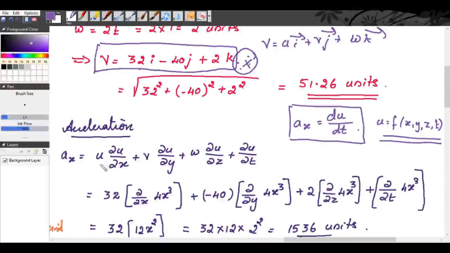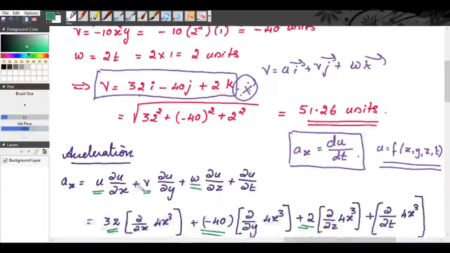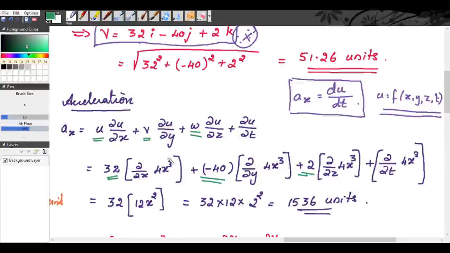Now, we have already found what u, v, w are. u is 32, v is minus 40, w is 2. Now, for ∂u/∂x, you substitute ∂/∂x of u. Our u is 4x³. u is 4x³, only then we can differentiate.